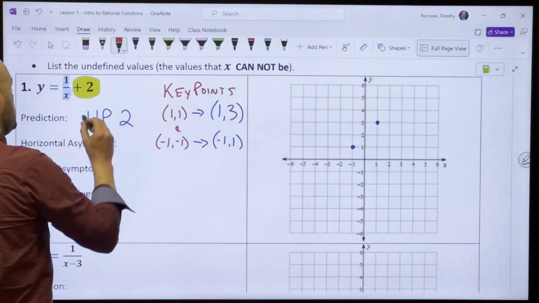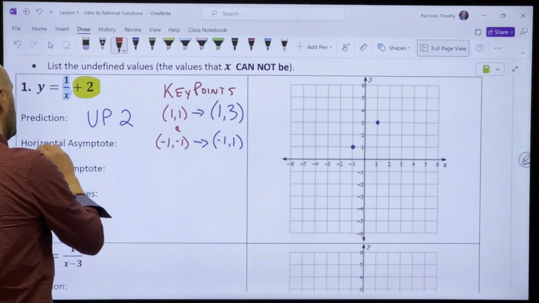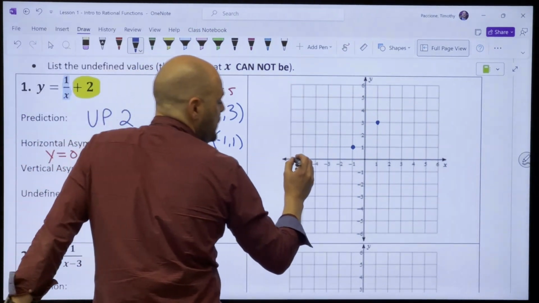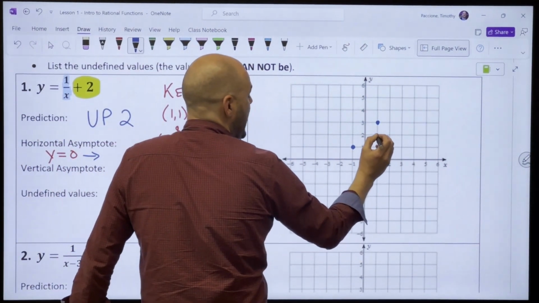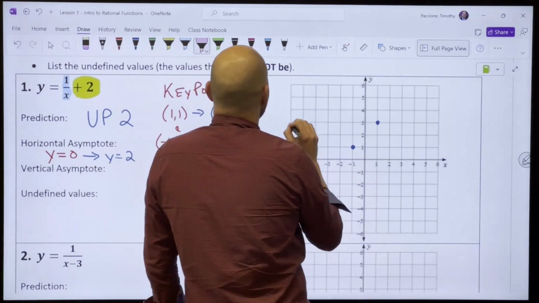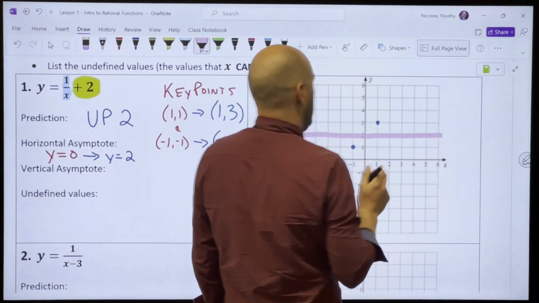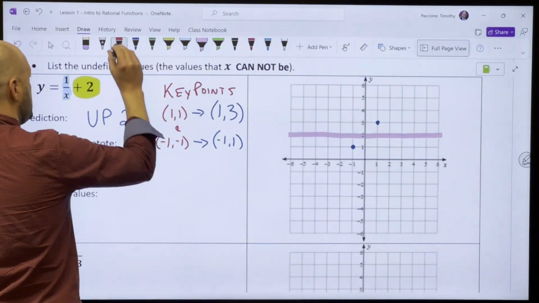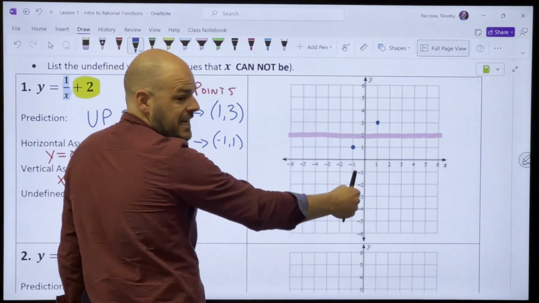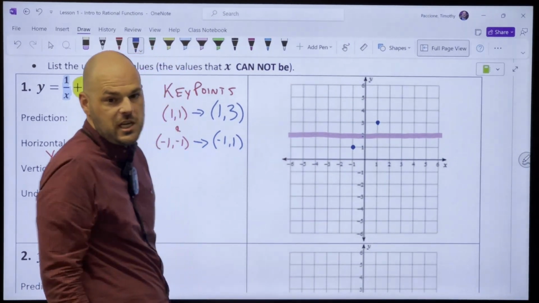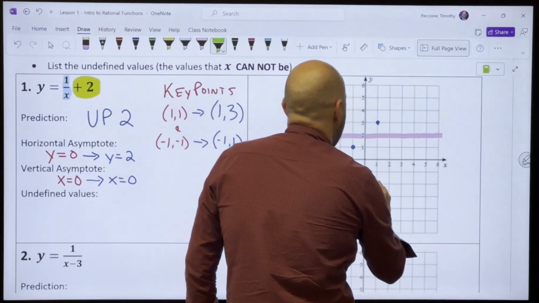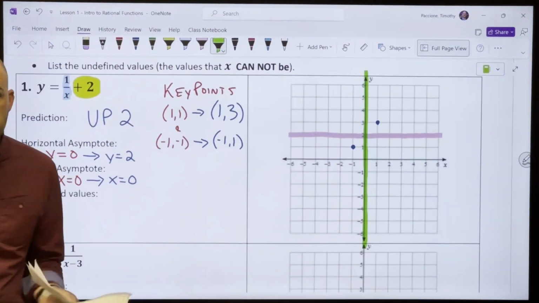Now, it's not the only thing that moves. Our horizontal asymptote, that was previously y equals 0, and it's going to become what? So if this whole line going across moves up 2, it will now be where? y equals 2. And I add that with my highlighter. Okay. And my vertical asymptote was x equals 0. And if I move that up 2, does that change anything? No, it just takes an infinite line and budges it up 2. Like, that doesn't really change anything. So that's still x equals 0. So that stays.